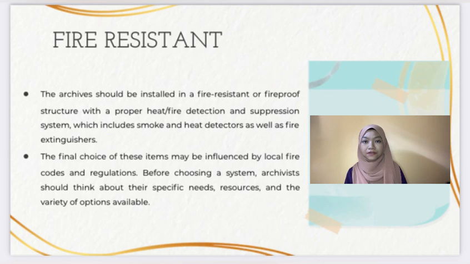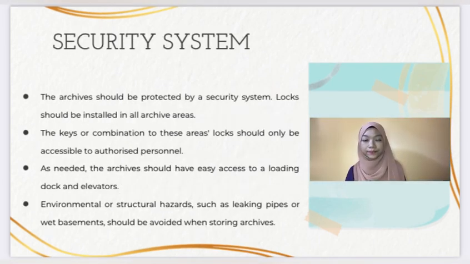Firstly, the archive should install a fire-resistant or fireproof structure with a proper heat or fire detection and suppression system. These include installing smoke and heat detectors and fire extinguishers. Next, security system. It is important for an archive to be protected by a good security system. For example, locks must be installed in all archival areas to prevent unauthorized access. The areas locked should only be accessible to authorized personnel.